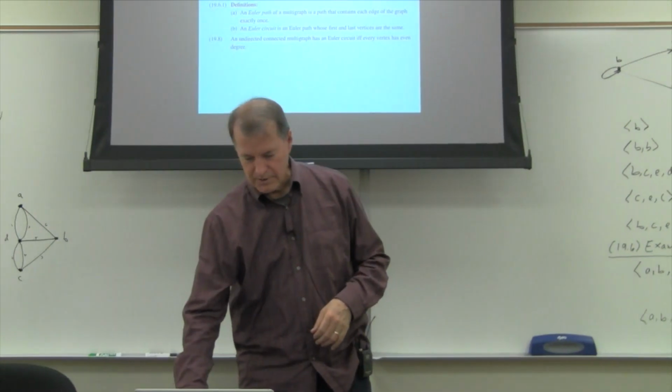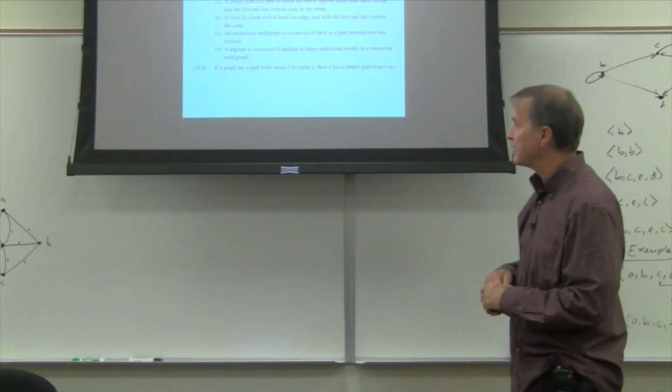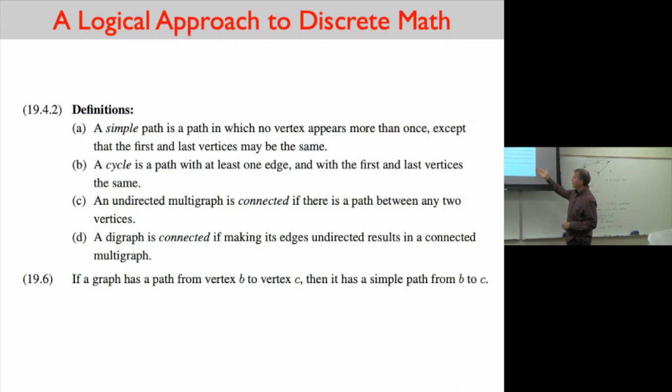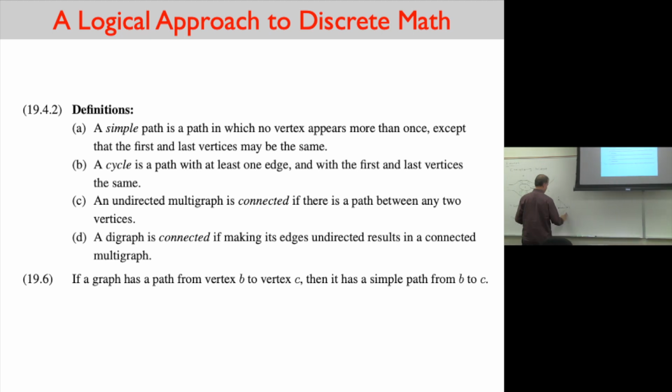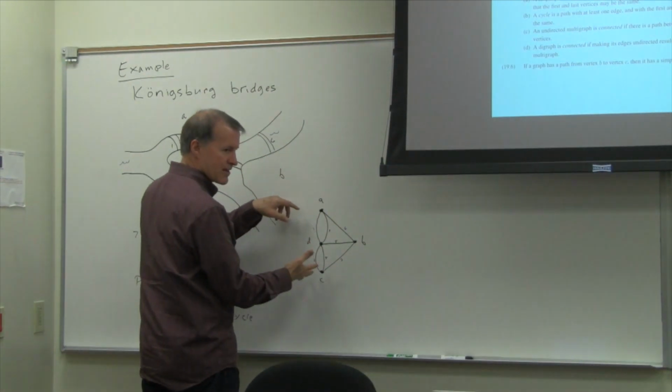What's the connected bit? Oh yeah, we've kind of glossed over what it meant to be connected. Sorry about that. An undirected multigraph is connected if there is a path between any two vertices. So the question is, is this connected? The answer is yes, because no matter which pair you pick, there is a path between them.